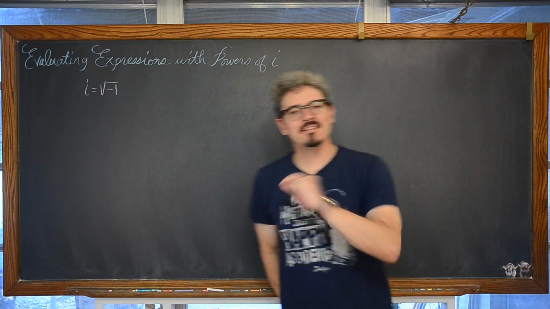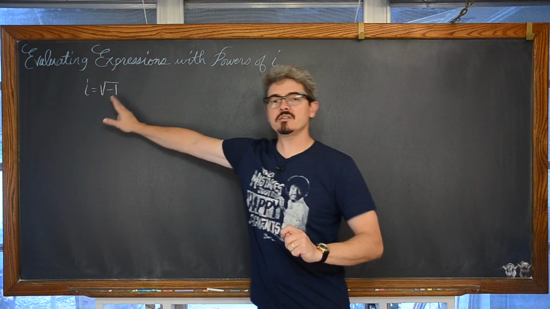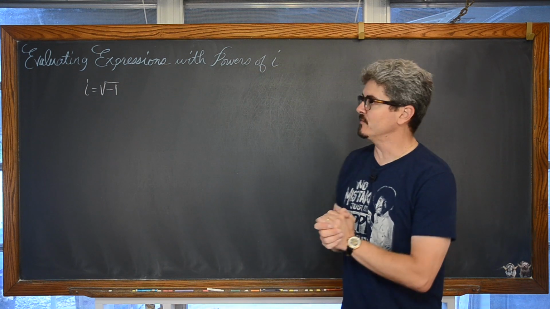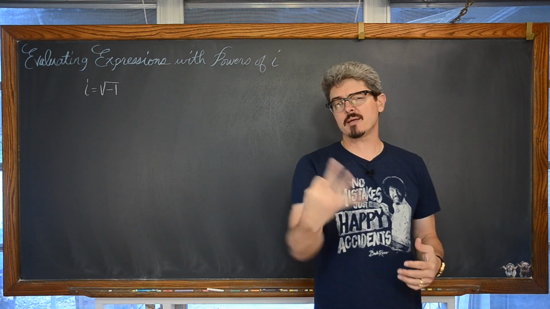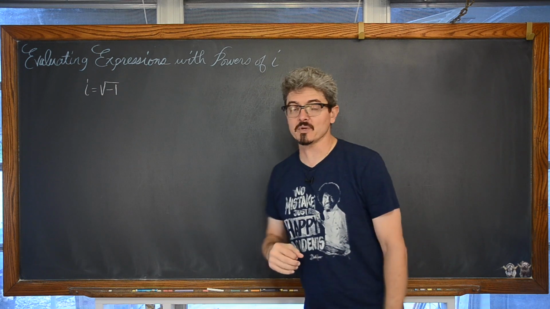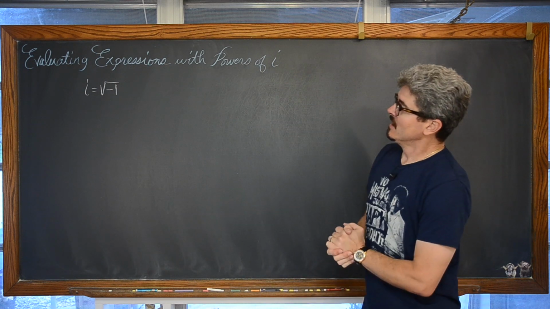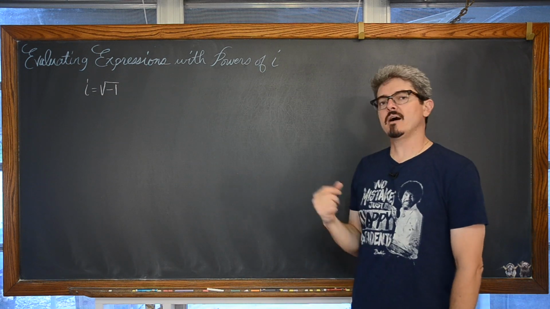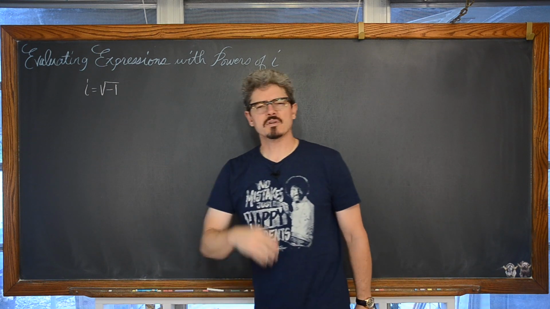Mr. True, in this math lesson, based on the definition that i is equal to the square root of -1, we're going to do 3 examples, the last one 2 different ways, so really 4 examples, if you will, of evaluating expressions that involve high powers of i. We're going to start off with the basics.